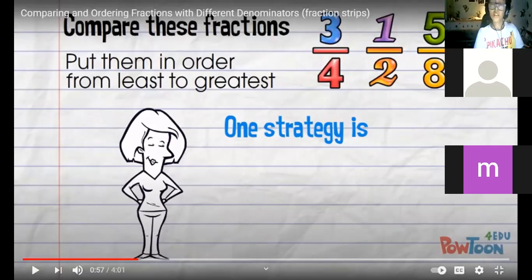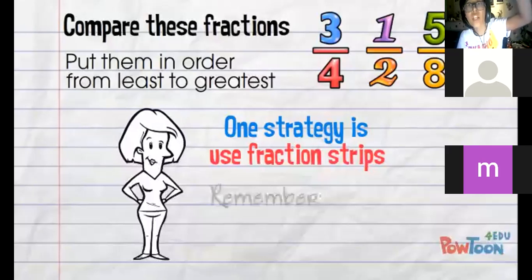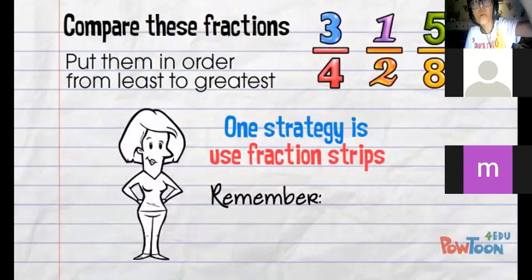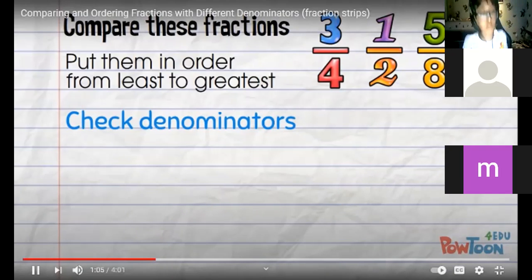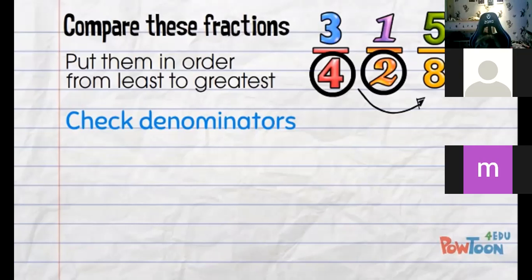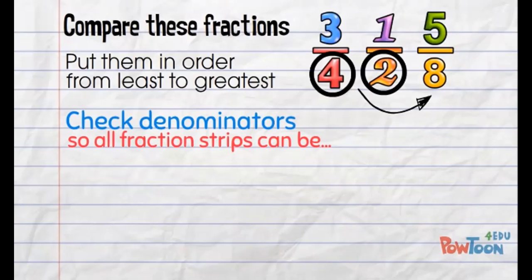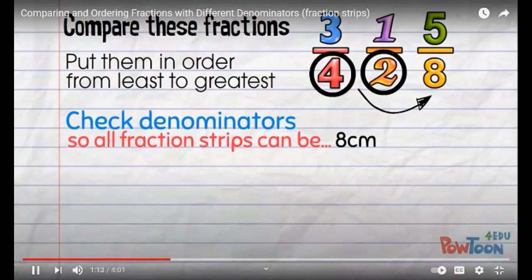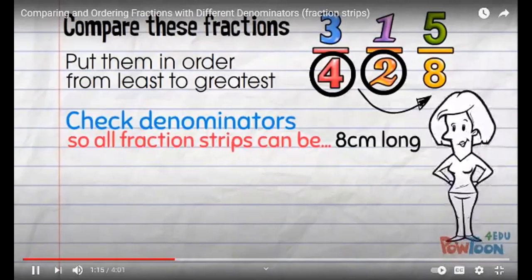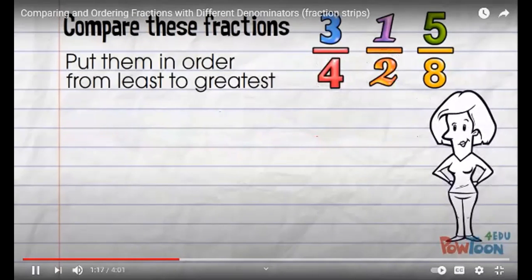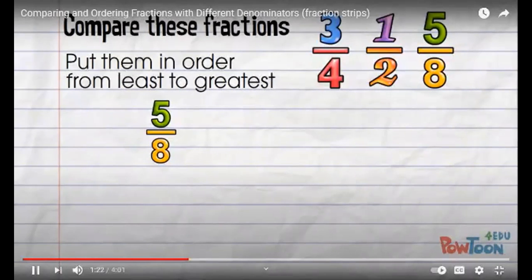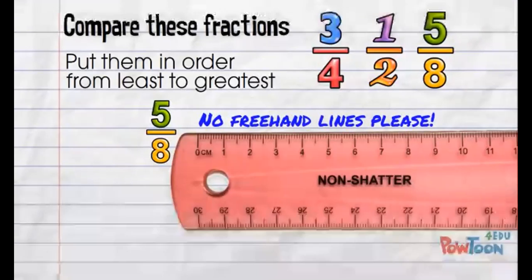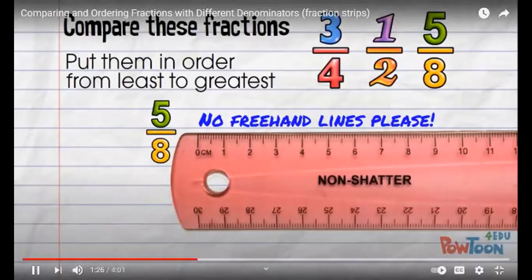So how could we do that? We use fraction strips. And remember, fraction strips are all the same length. First, we check the denominators. 2 and 4 are both factors of 8, so all the fraction strips can be 8 centimetres long. I do the fraction with the largest denominator first. Always use a ruler to make your fraction strips. No freehand lines, please. It's math, not art.